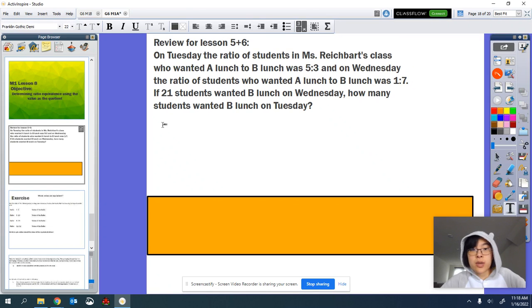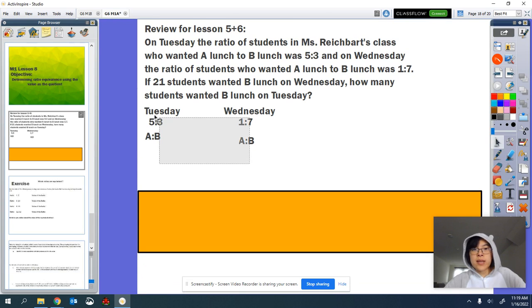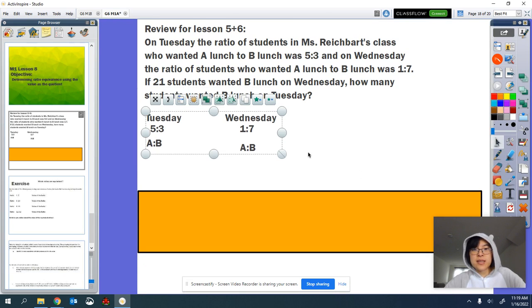So notice these are the two ratios. We have 5 to 3 and 1 to 7. Except this is A lunch, this is B lunch. This is also A to B. Except this is for Tuesday, and then this is for Wednesday. Okay, so what information do I know? It tells me if 21 students wanted B lunch on Wednesday. So I'm looking for B lunch on Wednesday.